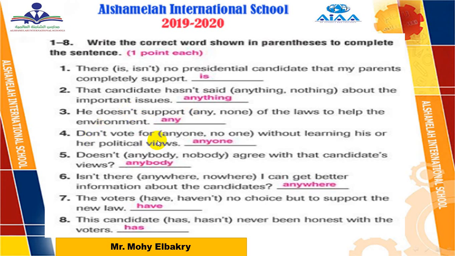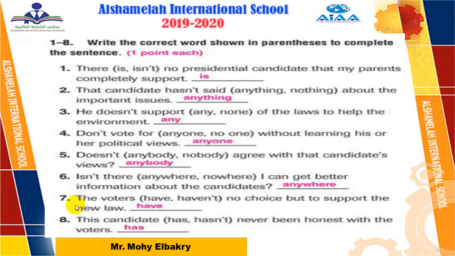Number four, don't vote for. Don't. We have not here. Yes, anyone or no one? Anyone. Why? Yes, as you said now. Don't. Not any. Number five, doesn't. So here we have not. Anybody or nobody? Any. Yes, excellent. Why anybody? Because we have not here. Okay? Yes. Number six, isn't. Here we have not. Isn't there? Anywhere or nowhere? Yes, anywhere. Why anywhere? Because we have not.